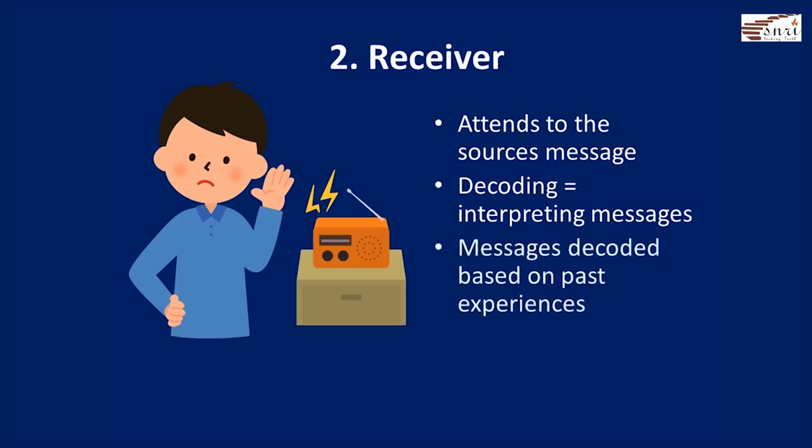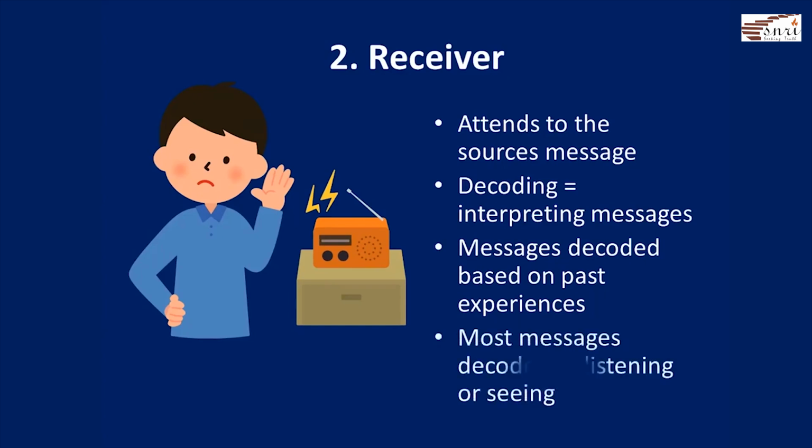Now, it is said that receivers decode messages based on past experiences. Apart from that, perceptions, thoughts, and feelings also play a very important role. Now, most of the messages are decoded by listening or seeing. That means we use all our senses in order to receive messages in various forms. But most of these messages are decoded by listening or seeing. So these two senses play a very major role when it comes to decoding messages that are sent by the sender.